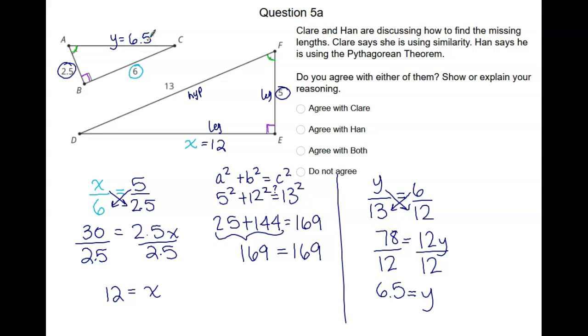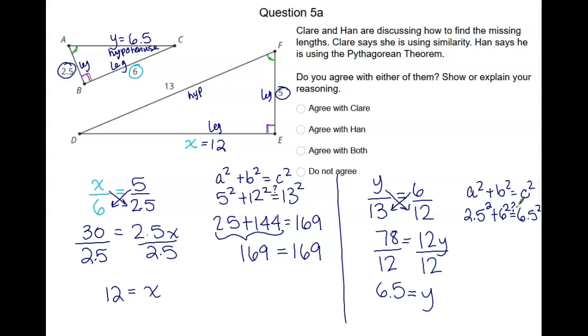Now, if I was going to check my answer, I could use the Pythagorean theorem to check my answer. So again, a squared plus b squared is equal to c squared. Again, I have a leg, and the hypotenuse. The hypotenuse is always c. And it doesn't matter which leg I put where. These can be a or b. So we have 2.5 squared plus 6 squared is equal to 6.5 squared. And again, I'm going to put the question mark up above just to show that I'm checking this.